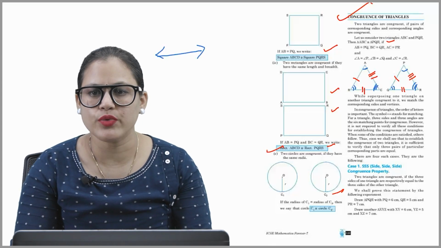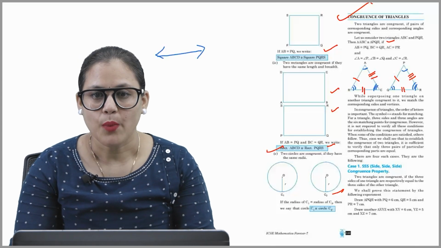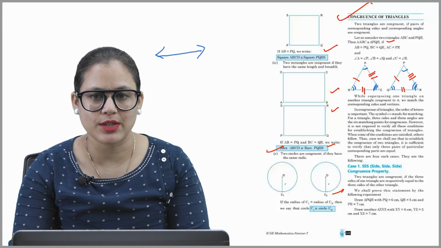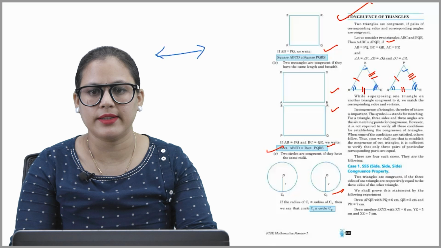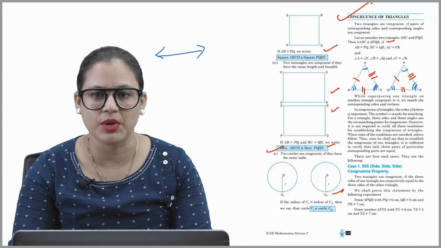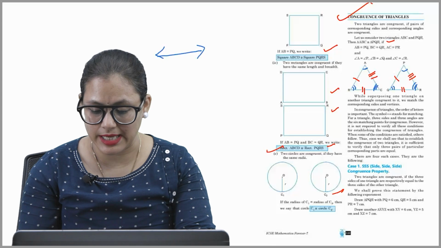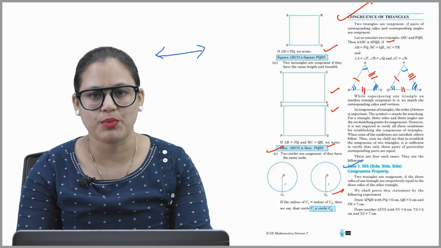However, it is not required to verify all these conditions for establishing the congruence of triangles. When some of the conditions are satisfied, others follow. Soon we shall see that to establish the congruence of two triangles, it is sufficient to verify that only three pairs of particular corresponding parts are equal. There are four such cases. They are the following. Case 1, SSS, that is side, side, side congruence property.